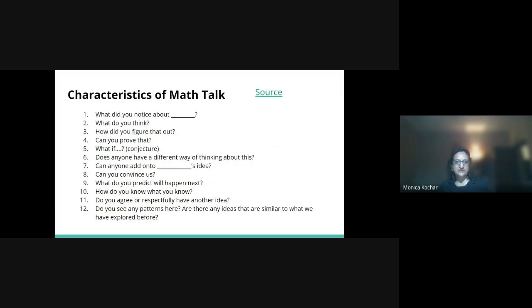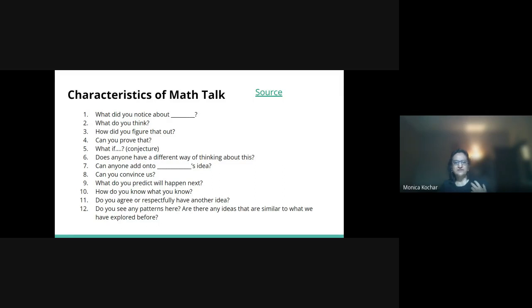Another way is to keep these 12 possible questions given by a teacher. The source is here for you to explore later. Suppose somebody gives an incorrect answer. What did you notice about your steps? What do you think? If somebody says, I think this answer is correct, I ask somebody else, what do you think? Somebody comes running to me and says, I got the answer to the question you asked. My question will be, how did you figure that out?